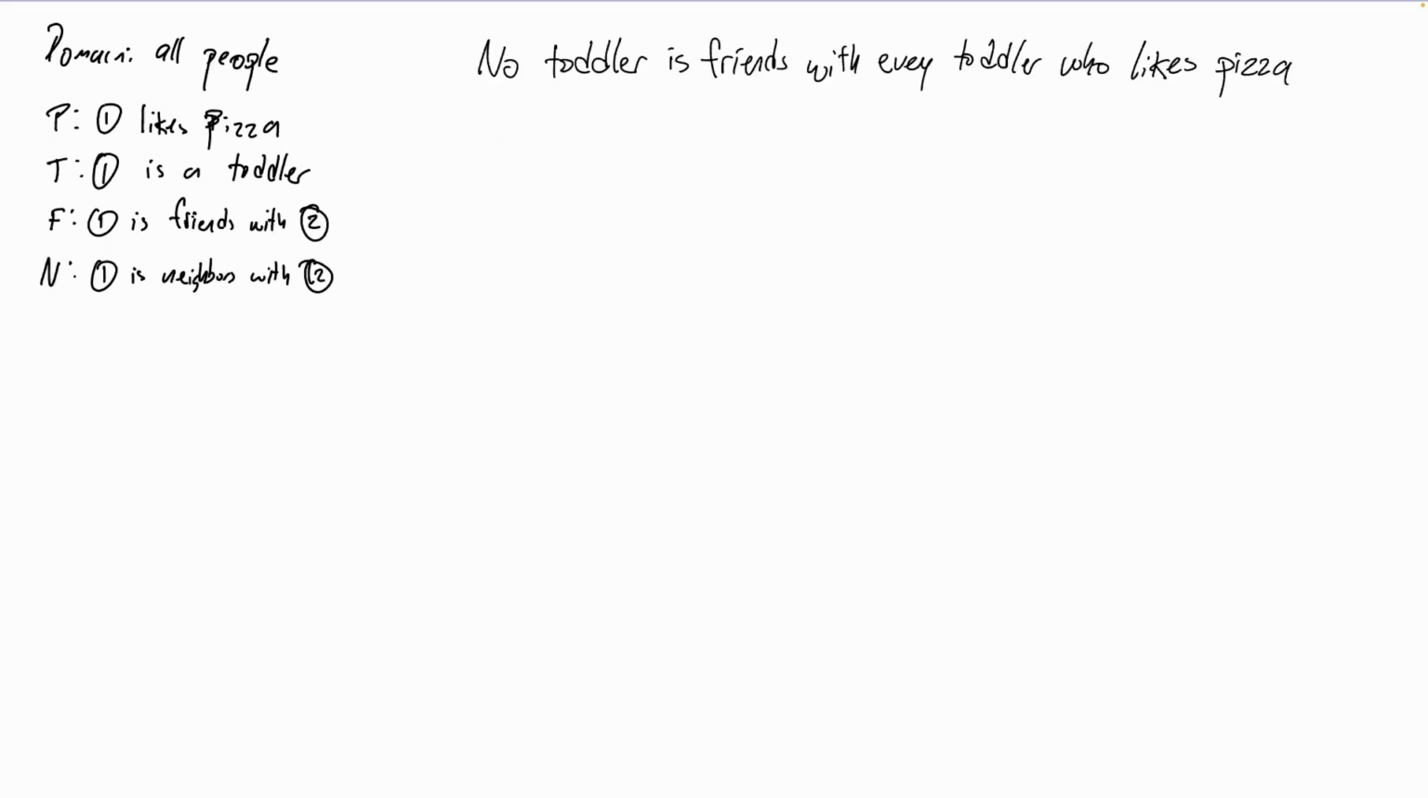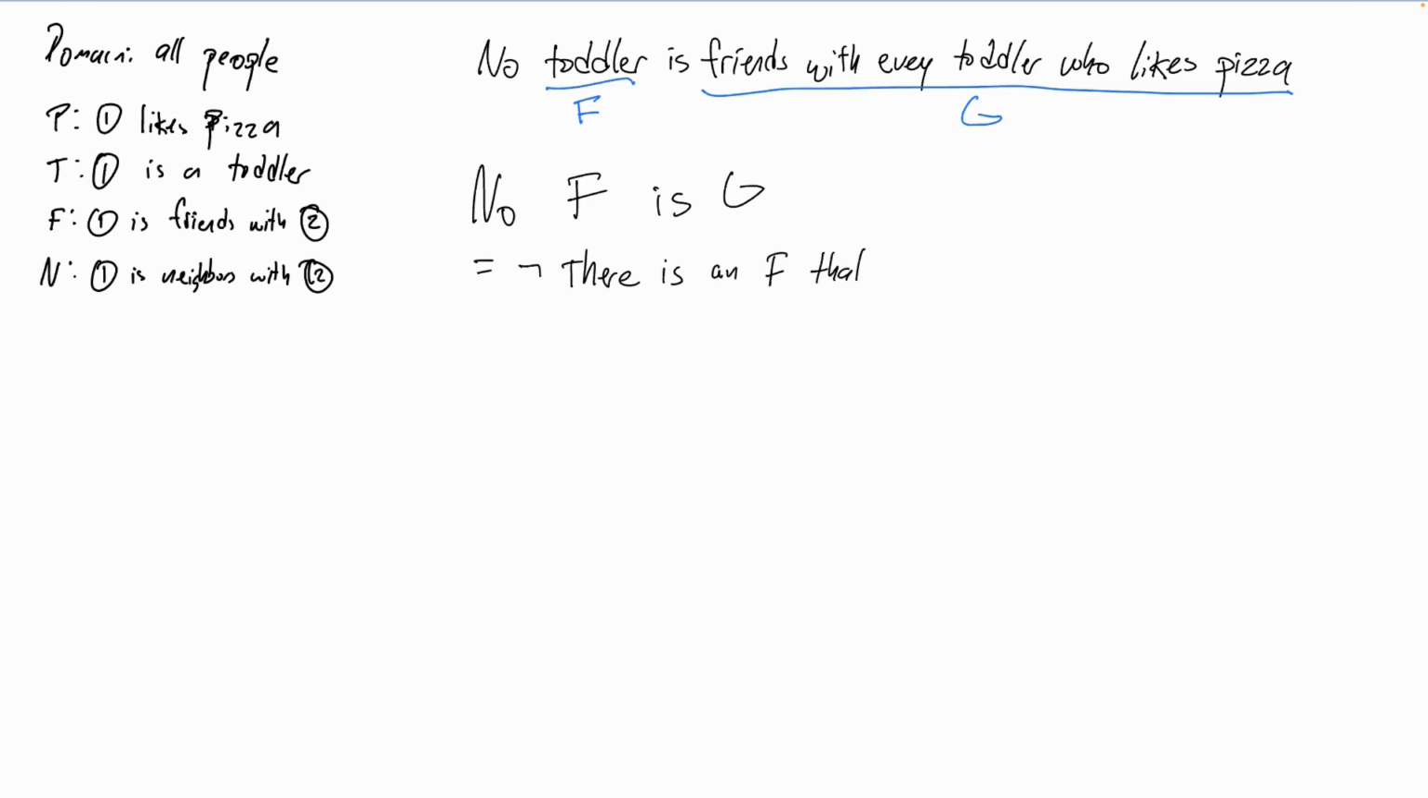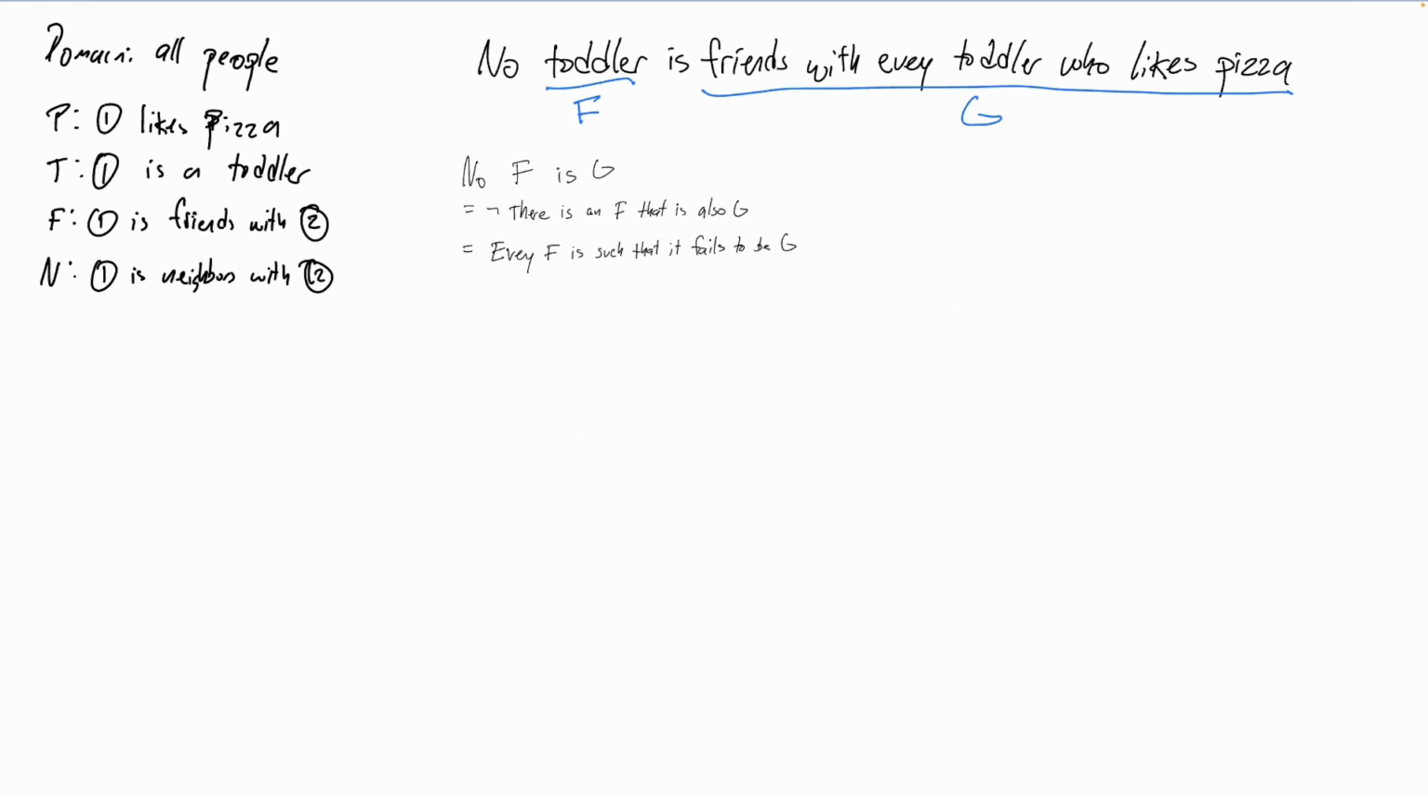Next, "no toddler is friends with every toddler who likes pizza." This can be seen as a statement of the form "no F is G." It's saying that no toddler, that's the condition F in this example, is friends with every toddler who likes pizza. That's the condition G in this case. In general, there are two ways to deal with statements of the form "no F is G." The first is to rephrase it to "it's not true that there exists an F that is also G." The second is to rephrase it to "every F is such that it fails to be G." Let's try the first way first.